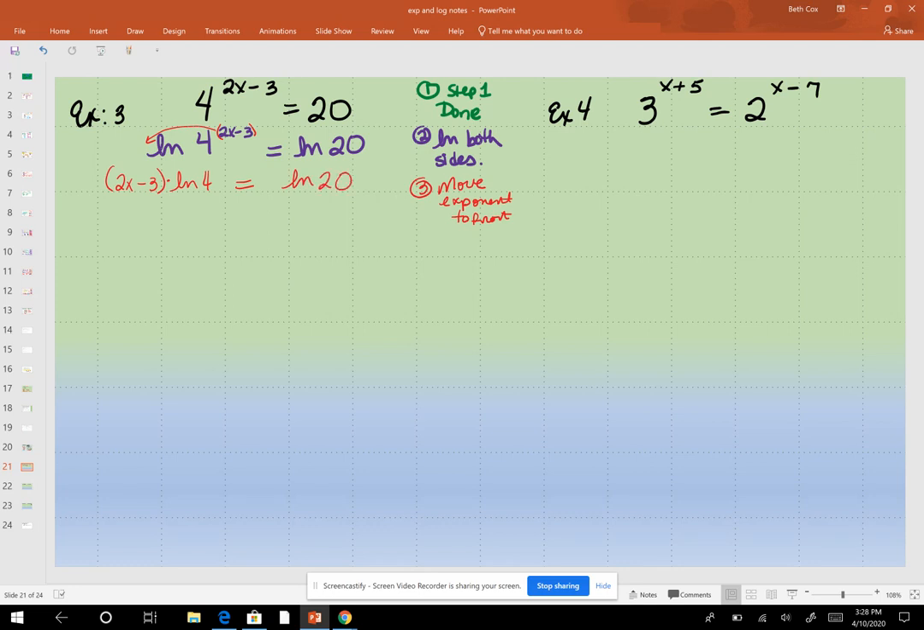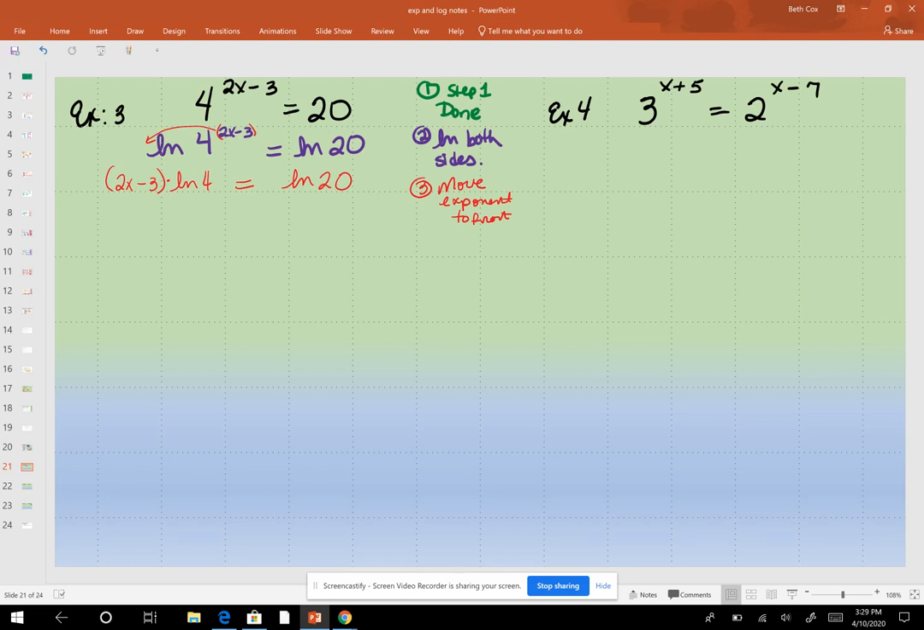Okay, so now we're basically going to solve for x. And so our idea for solving for x is to have the numbers on one side and the variables on the other. Well, natural log 20, that's a number. Natural log 4, that's a number. Negative 3 is a number. So all of those are going to go to one side. And then the x will eventually divide by 2. So let's figure out how we're going to do this.